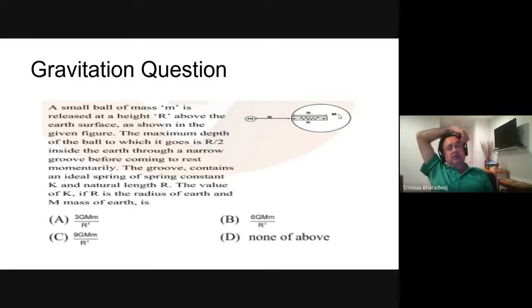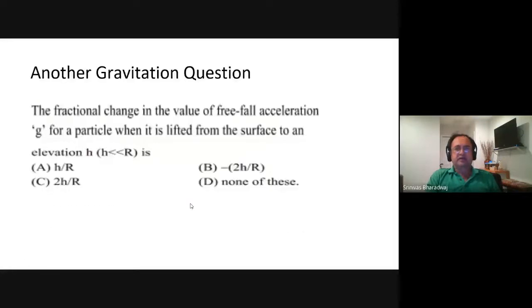Okay, because they have introduced all these numbers, 3 and 9 and 6, but that's all you have to do. How much will it compress? It will compress up to the point where f equals kx equals GM by r square. Okay, and the answer to this one is supposed to be none of the above. But that's what you have to do: GM by r square equals kx.